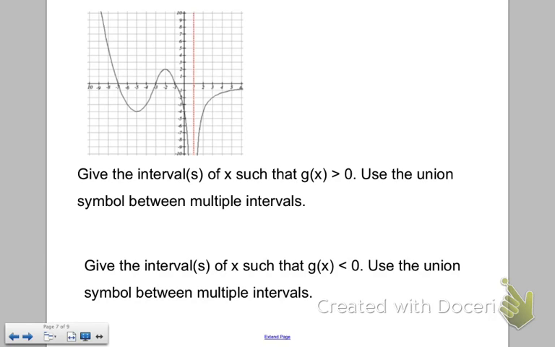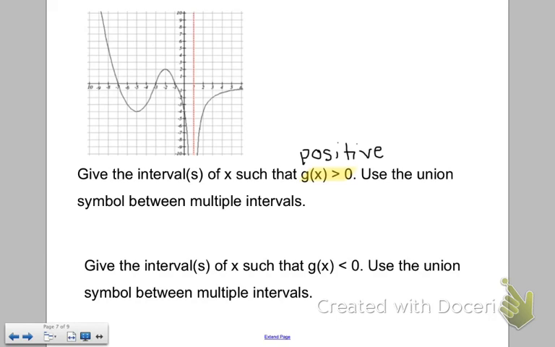Give the intervals of x such that g of x is greater than 0. Use the union symbol between multiple intervals. So anytime we have more than one interval, you always want to make sure you're using the union symbol. So that should just be second nature to you. They ask us for when g of x is greater than 0. If something's greater than 0, another way of saying that is that it's positive. Now on the last slide, I mentioned to you that when the graph is positive, it means that it's going to be above the x-axis.